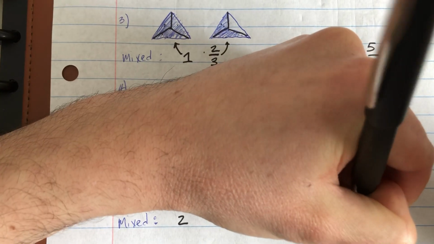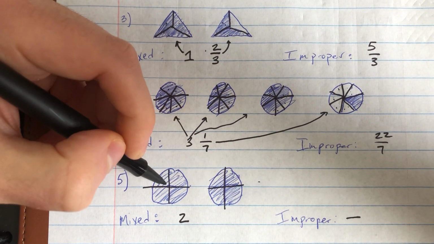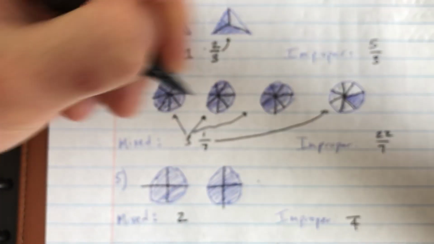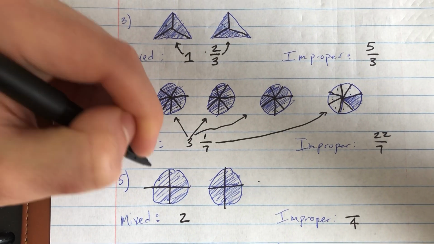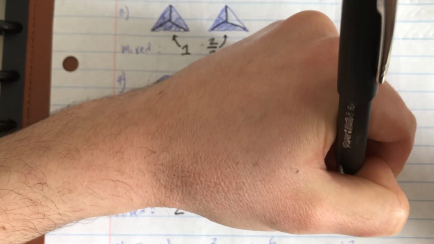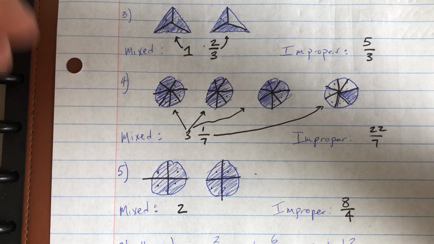My improper fraction, though, I now have to find the denominator, and I see that each of these shapes, both of them, are split into 1, 2, 3, 4 parts. And now I'm going to count the total number of shaded parts. 1, 2, 3, 4, 5, 6, 7, 8. My improper fraction is 8/4. My mixed number is 2.